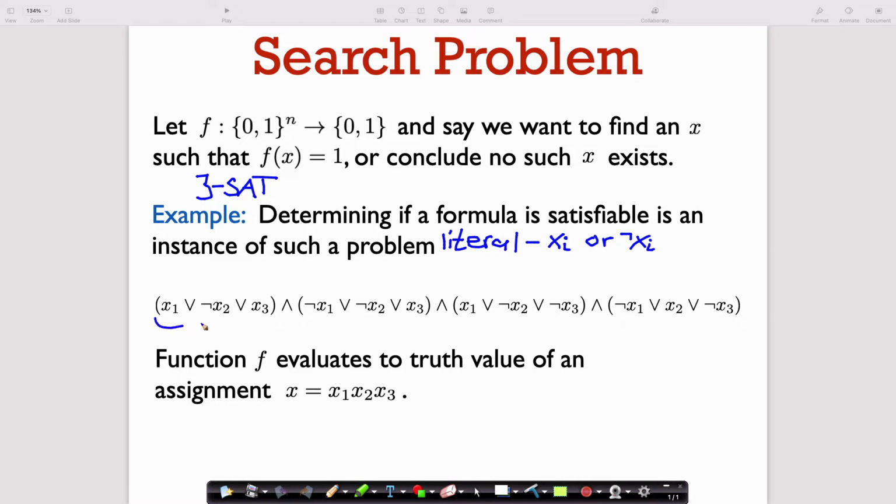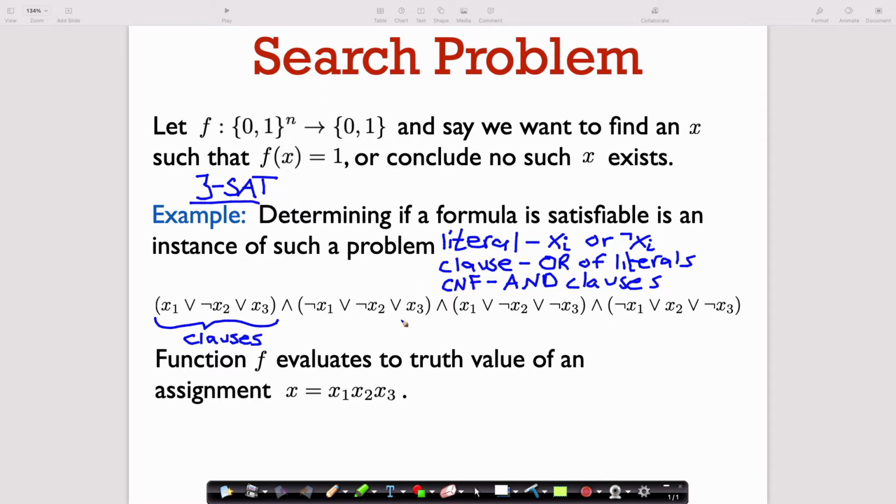And now these expressions here are what we call clauses. So a clause is just an or of literals. Okay, and now this whole expression here, this is a formula in what's called conjunctive normal form. Okay, so this is an and of clauses. So in the three-SAT problem, you're given a formula in conjunctive normal form where each clause has at most three literals. And the problem is to determine if there exists a satisfying assignment to that formula or not.